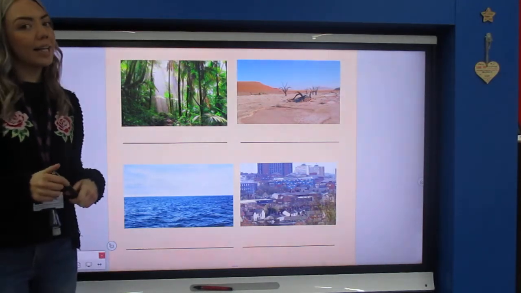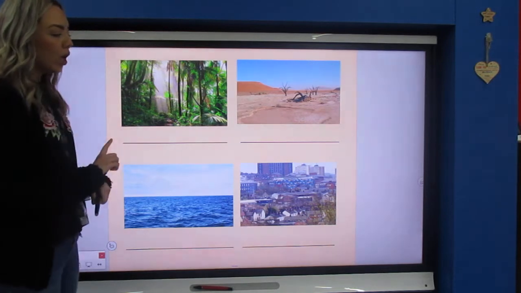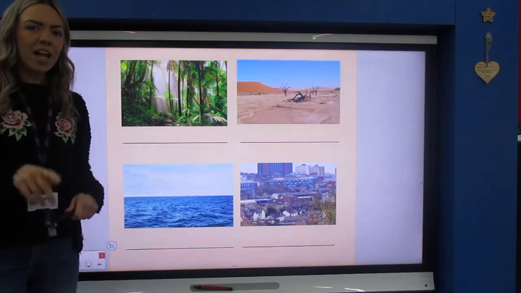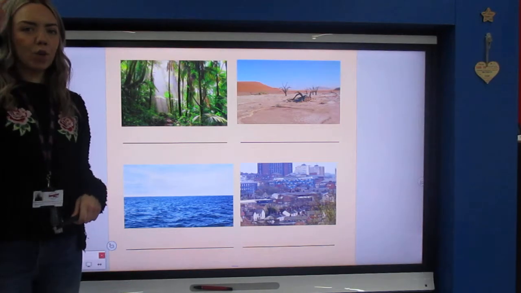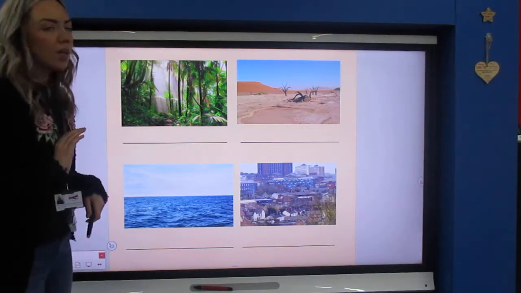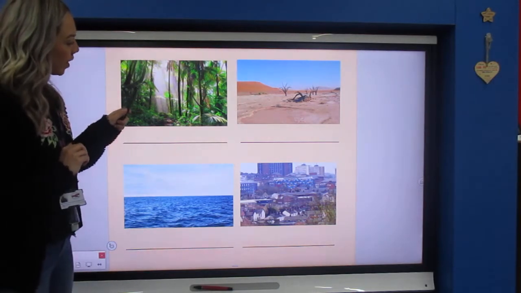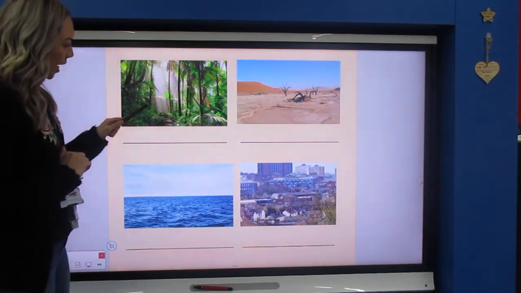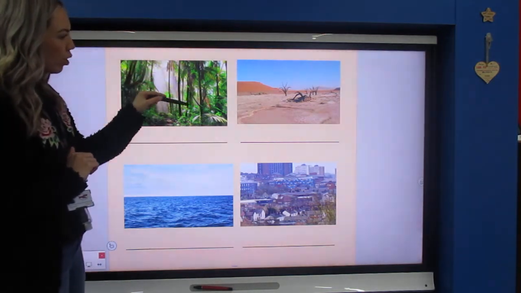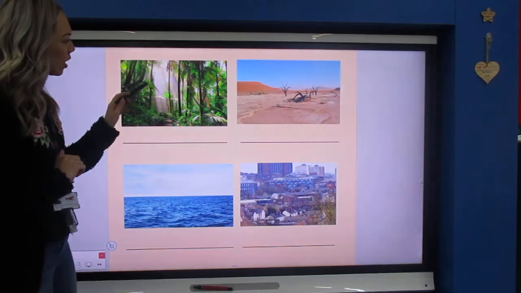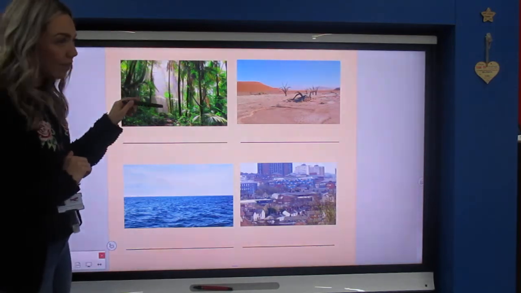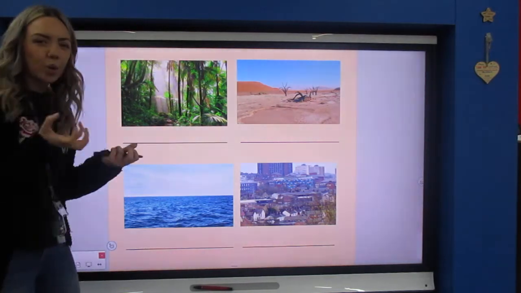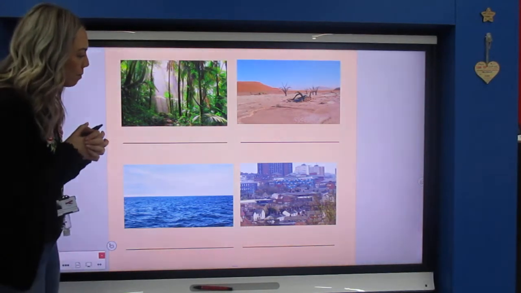Super. So by now you should have 4 attempts at the types of habitat on your whiteboard. Let's see if you were correct. Let's see if your brains are working this morning. So let's look at the first picture together. I can see there's lots and lots of green leaves here. And I can see lots and lots of really tall trees. Now it looks really sunny. Look here, I can see the sun. But the ground also looks very wet and very moist.